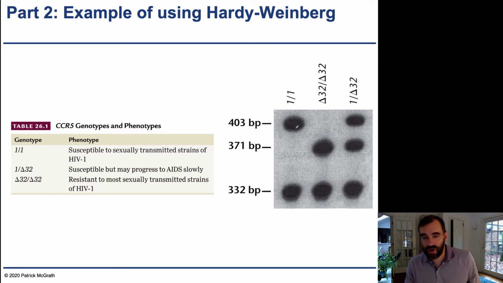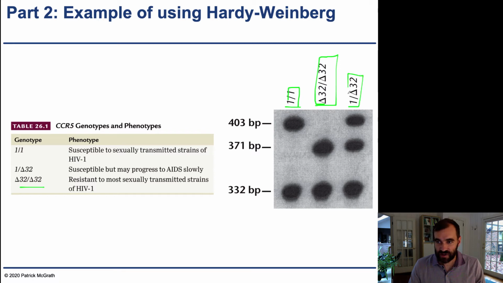Here is an example of the genotyping that you can do. The 1-1 is the wild type allele, so these individuals are susceptible to most strains of HIV-1. These individuals are homozygous, and so they are resistant to most strains of HIV. And these are the heterozygotes that are susceptible but progress to AIDS more slowly, so it confers some level of resistance to HIV.